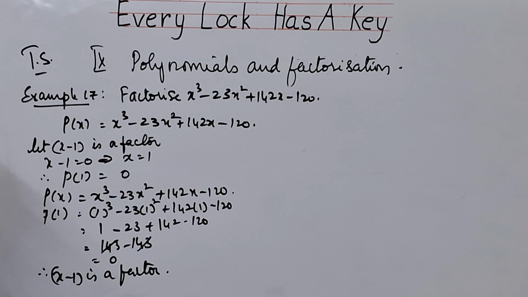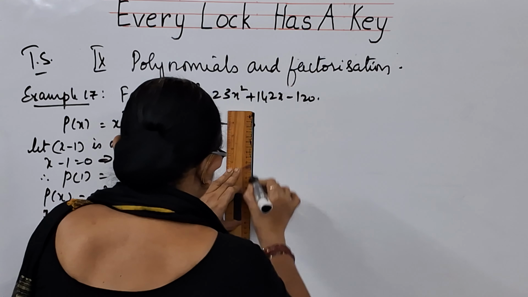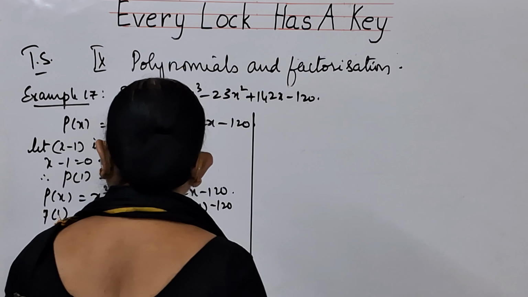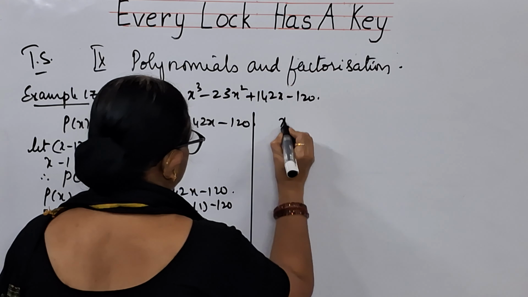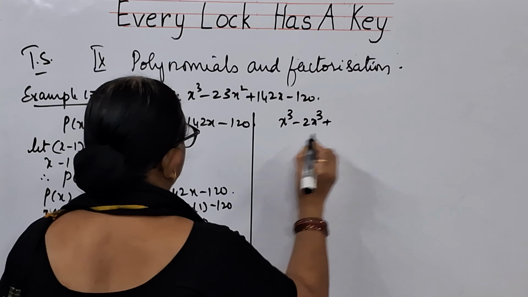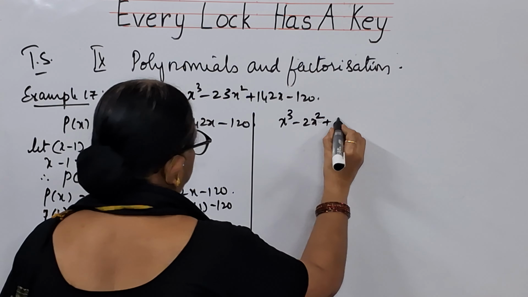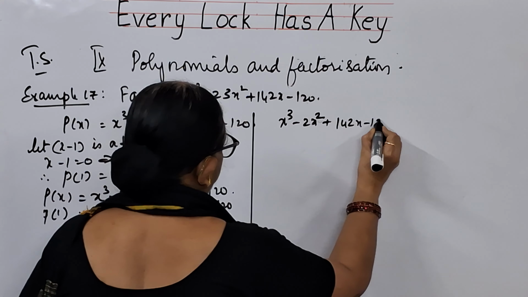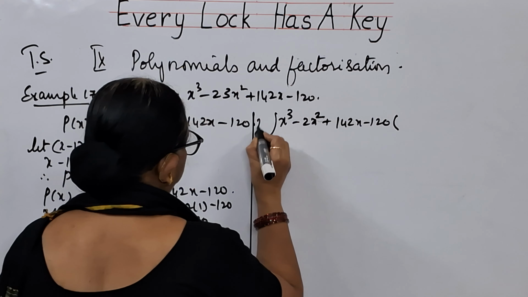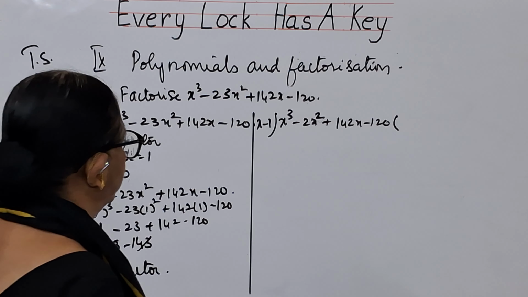So, we have got one factor. Since degree 3, we need 3 factors. So, we need to find the other 2 factors. For that, what we have to do is, you take x cube minus 23x square plus 142x minus 120 divided by x minus 1, because we have taken x minus 1 as a factor.